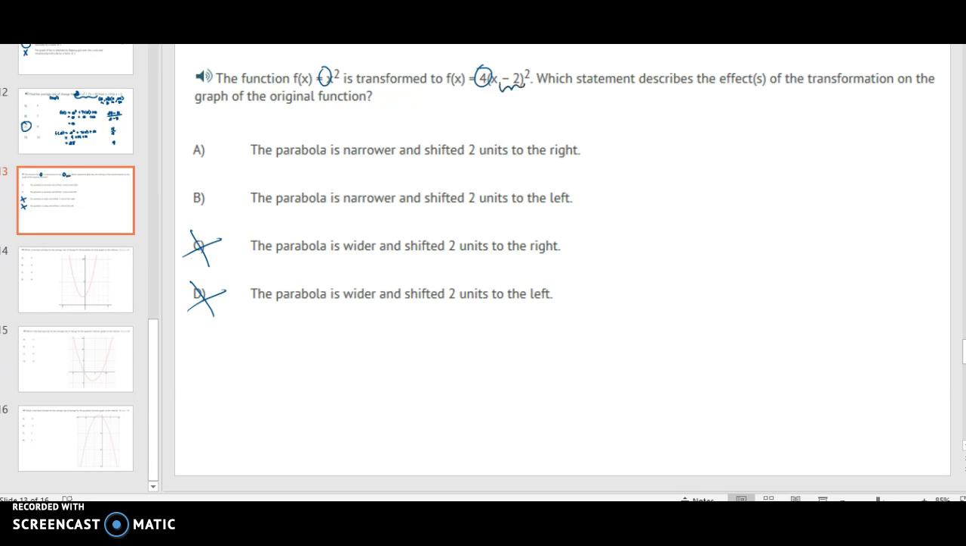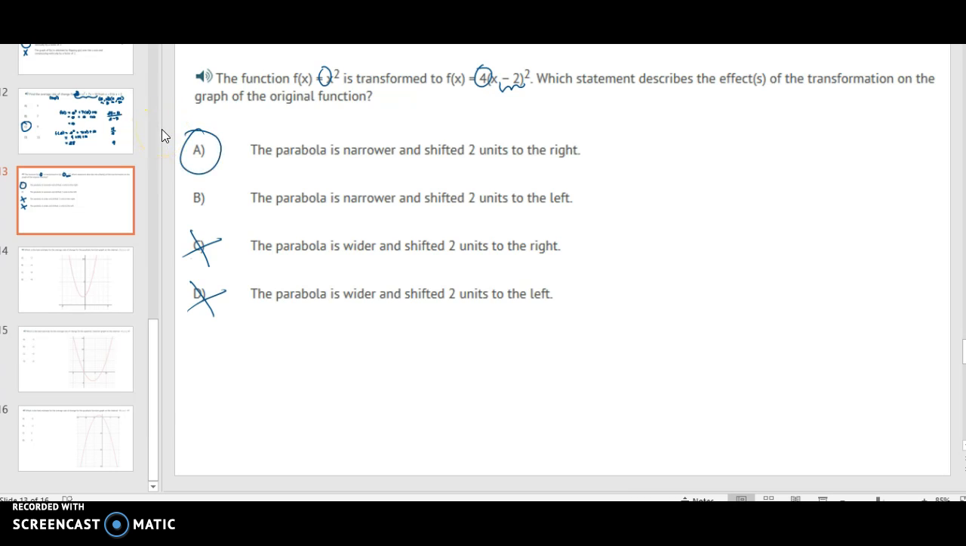Now, this minus 2 is inside the parenthesis with the x. So if it is with the x, that means it's going to move with the x. It's going to go left or right. And how the x's work is backwards. If it is a -2, you think it goes to the left, but it actually doesn't. It moves to the right.